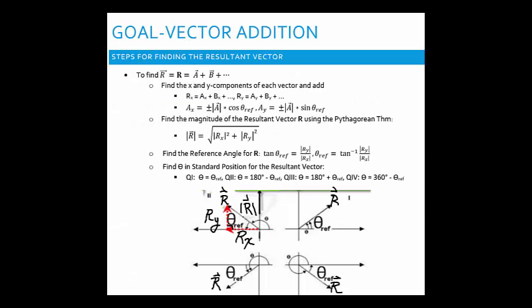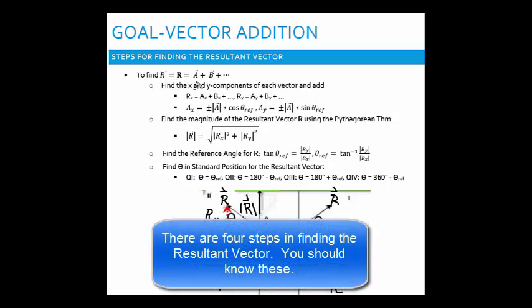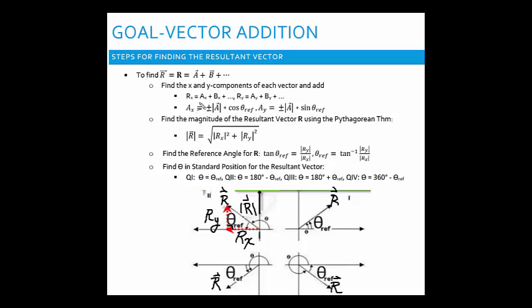Steps for finding the resultant vector. To find the resultant vector R, the vector sum A plus B plus as many vectors as are being added. First step, find the x and y components of each vector. The x component of the resultant vector is R sub x equals A sub x plus B sub x and so forth. R sub y equals A sub y plus B sub y and so forth. The x component of each vector, in this case A sub x, is plus or minus the magnitude of the vector times the cosine of the reference angle, and the y component is plus or minus the magnitude of the vector times the sine of the reference angle.